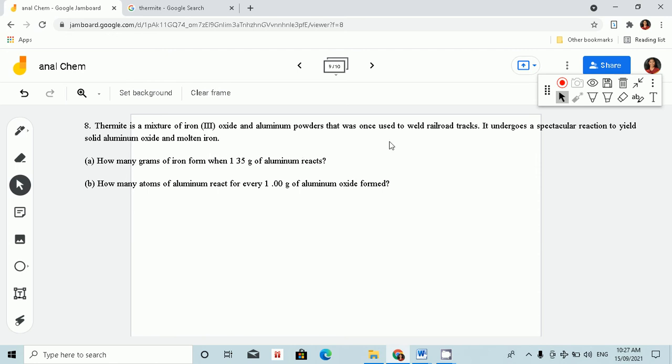So let's write an equation for that reaction. We have iron oxide, Fe, and we have aluminum. Fe2O3 plus aluminum, which yields aluminum oxide.